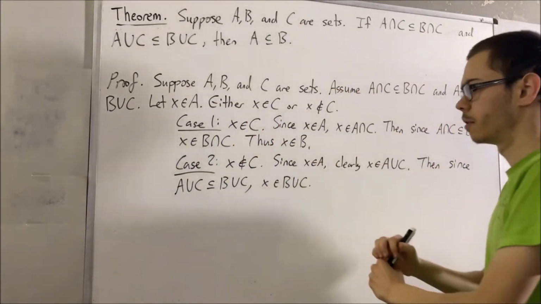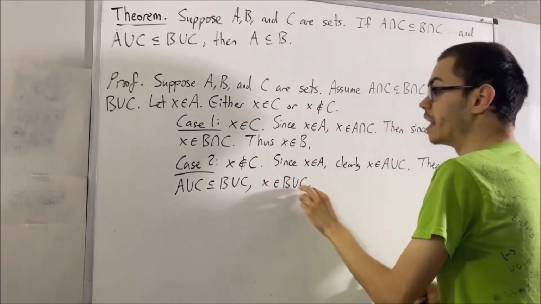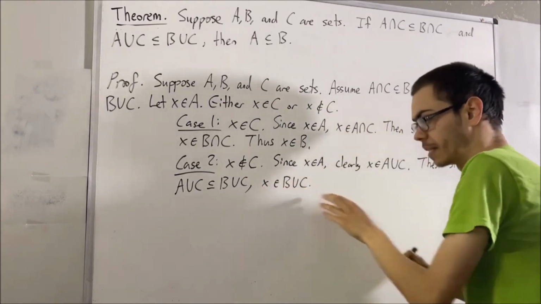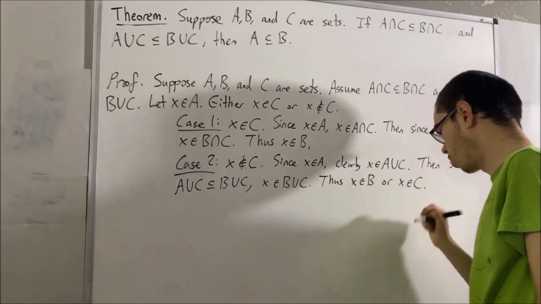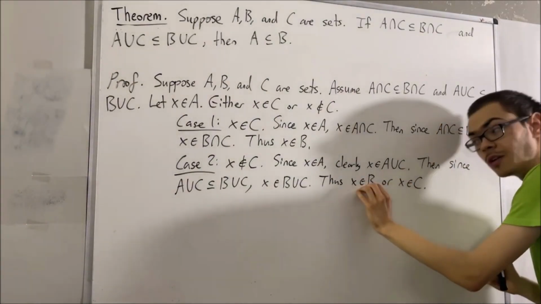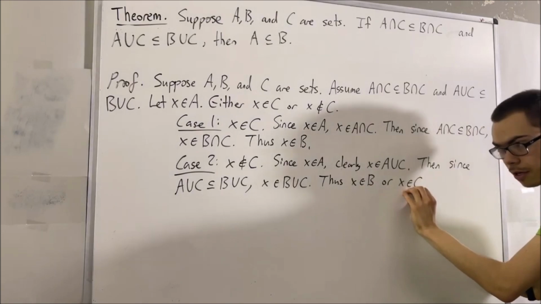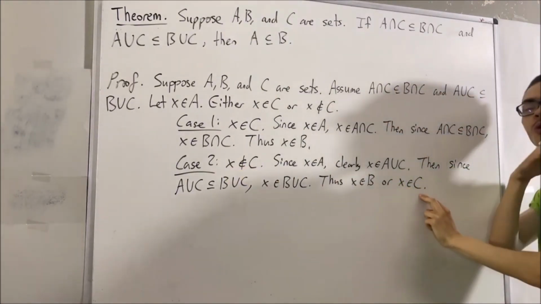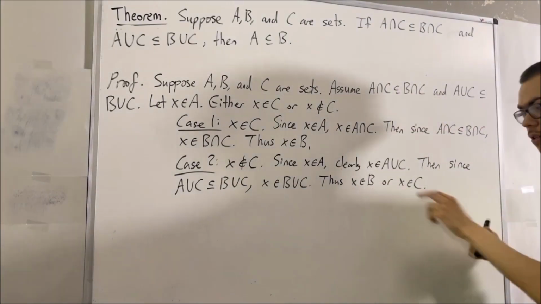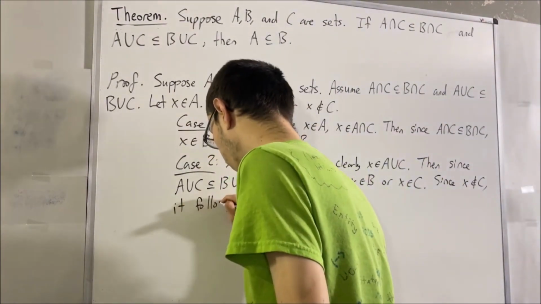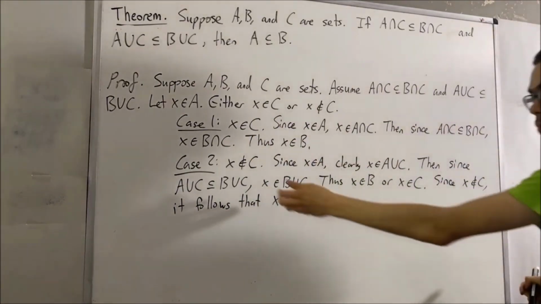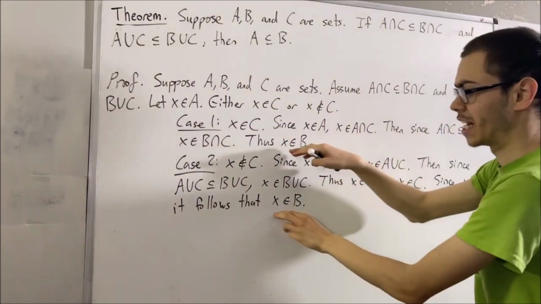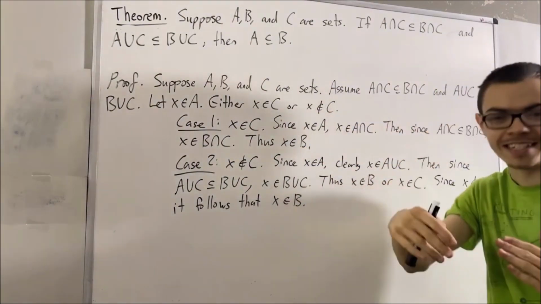Okay, now, because X is an element of B ∪ C, this means that either X is an element of B or X is an element of C. However, since X is not an element of C, that eliminates this possibility. So we must have that X is an element of B. And so that completes case 2. So we've shown in either case, we must have that X is an element of B. Therefore, X is an element of B.